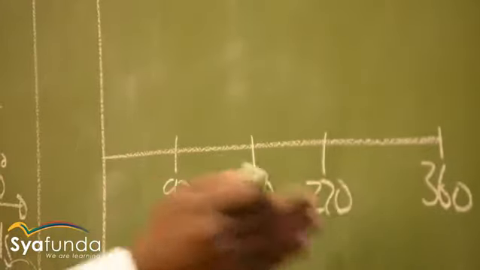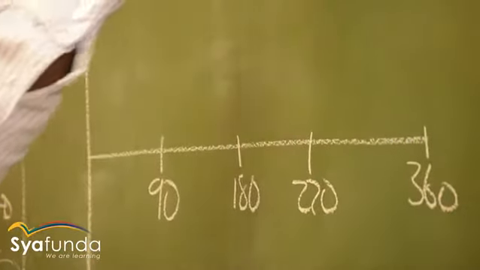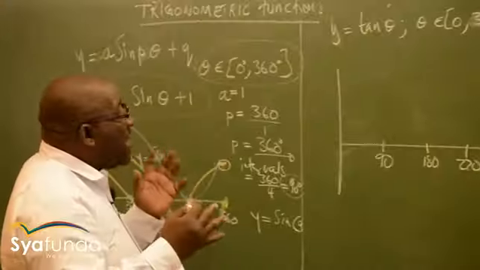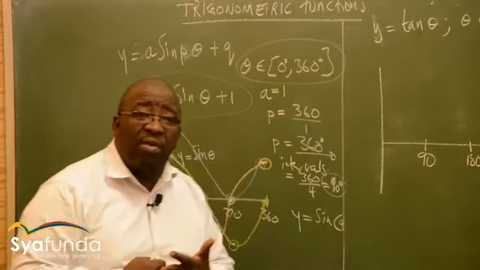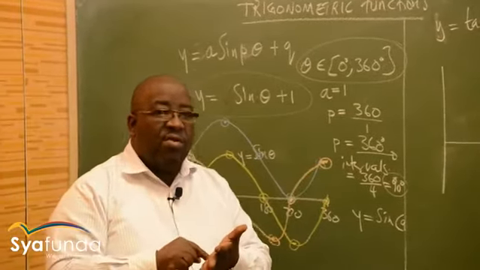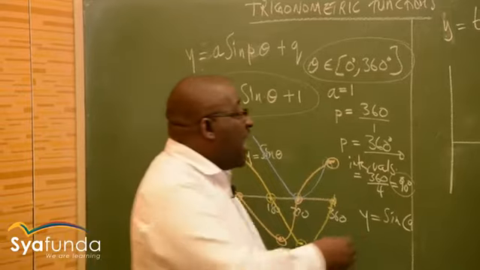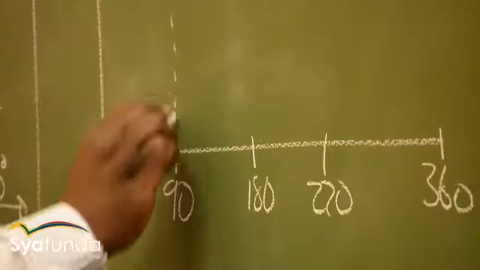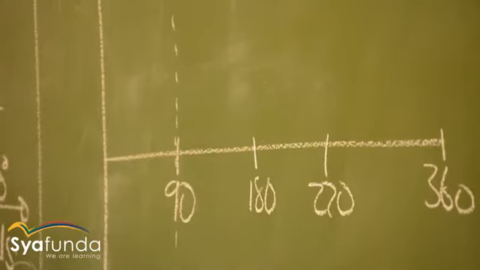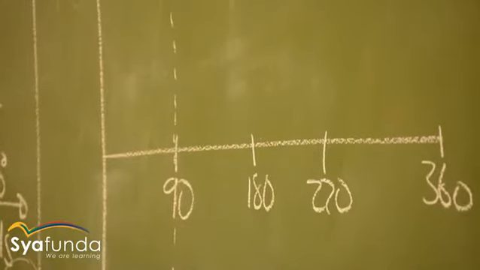How did I get these intervals? I took my period, I took 360, I divided it by 4, but I know that at 90, if you take your calculator, you punch tan 90, you're not going to get a solution. So at 90, the graph will never touch. It will have a line like this, which we'll call the asymptote. The graph will never touch this line. It is called the asymptote.